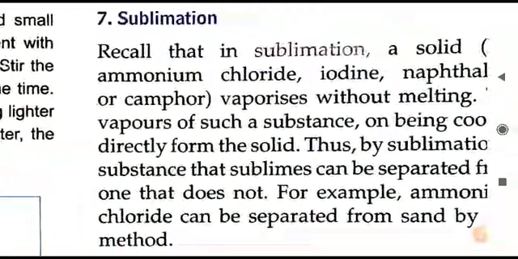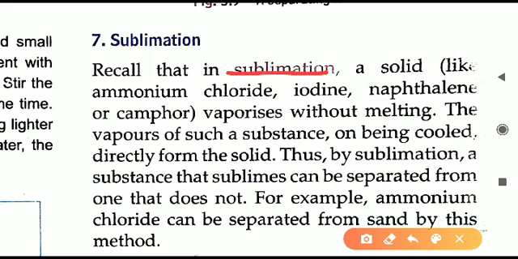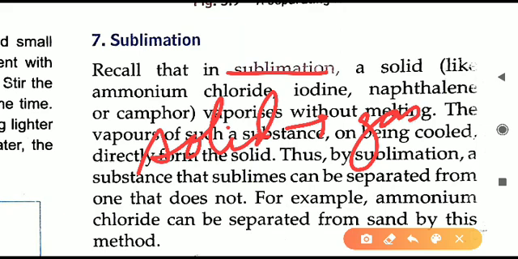Point number 7 is sublimation. We have studied this in earlier class also. Sublimation is the process in which a solid directly changes into gas. Normally solid converts into liquid, but in some cases solid converts into gas, or we can say vapor form. So such kind of substances are sublimating in nature, and this process is called sublimation.